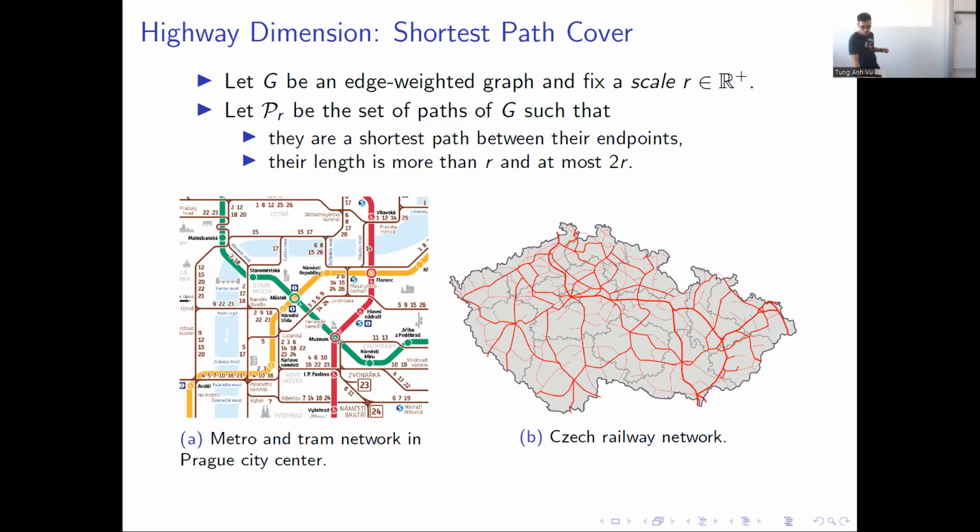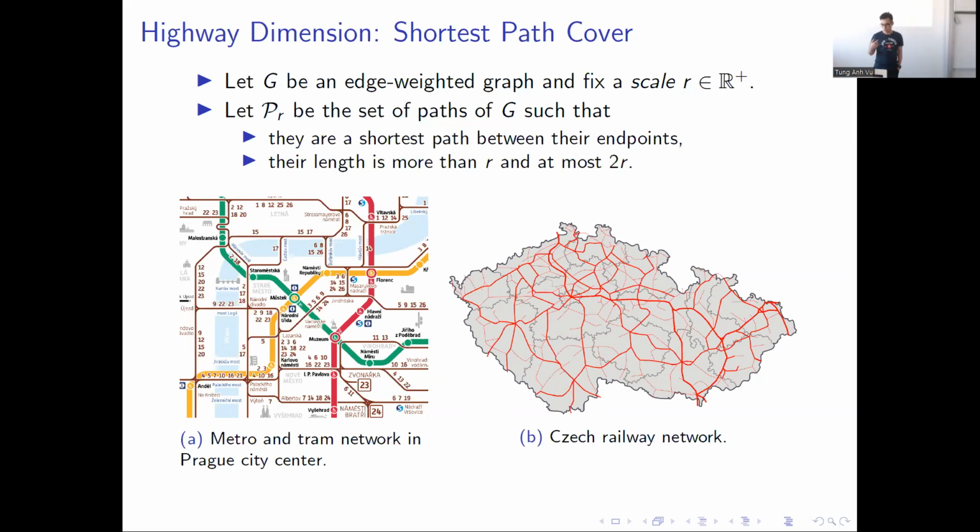And moreover, these paths have to be shortest between their endpoints. And how you should think about it is that I'm looking for a path, a shortest path between 2 points. So I open my map and I zoom so that I can actually see this path. And if the path is too short, meaning it's shorter than R, then I need to increase the zoom to actually see something. If it's more than R, then I should zoom out. And this is the way you should think about it.